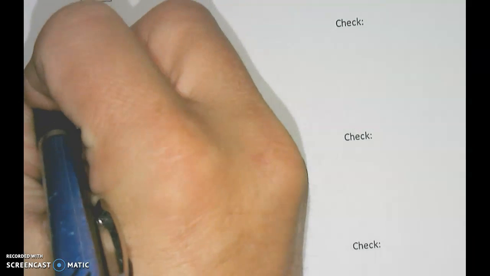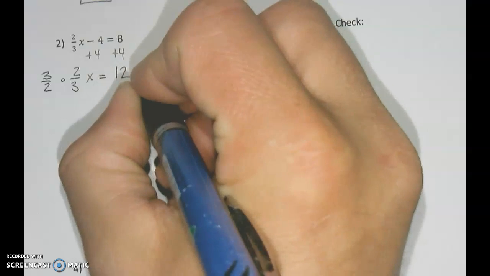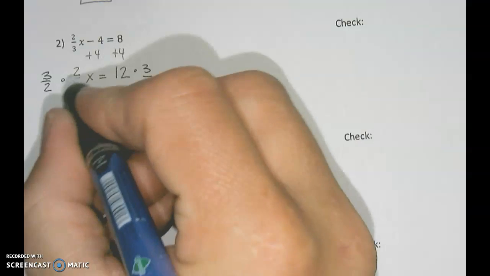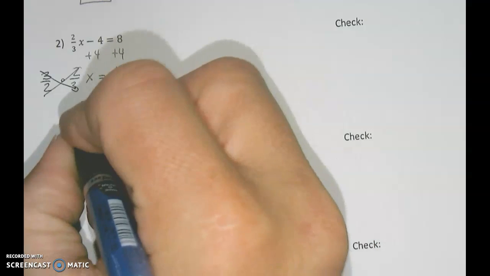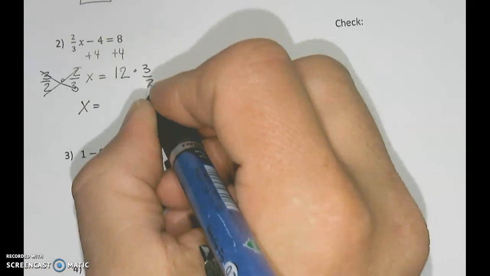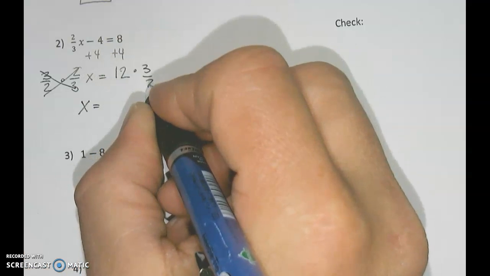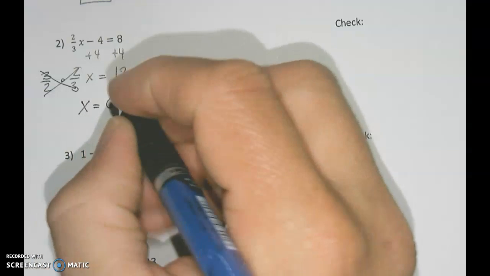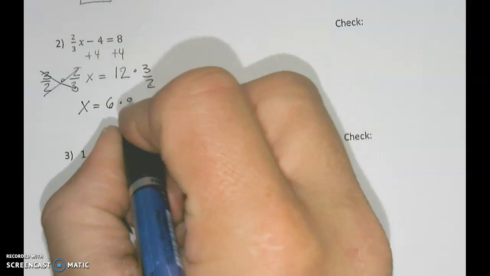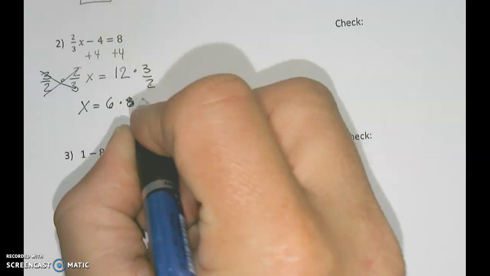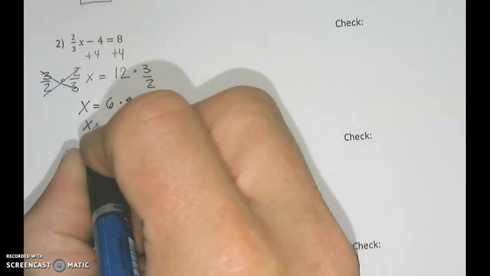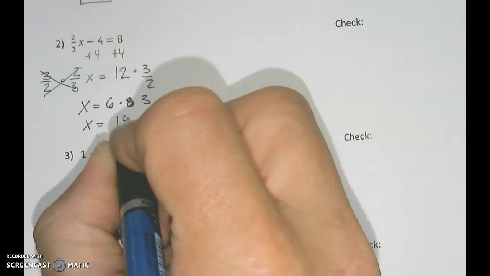And then you would come across and take the inverse. So that cancels that out. So you get x. 12 divided by 2. 12 divided by 2. 6 times 3. 18.